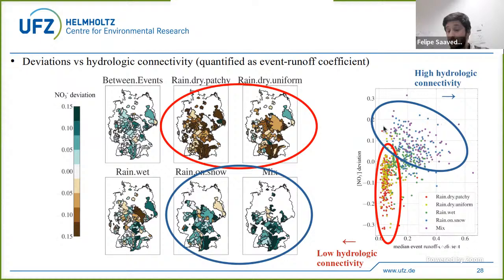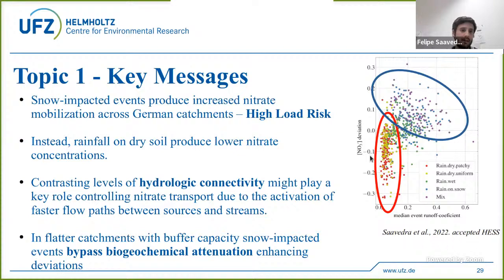So we ended with these conclusions. First, snow impacted events produce this increase in nitrate mobilization, which has strong implications because these events are also the bigger events in terms of levels of discharge. So the load, meaning the concentration multiplied by discharge, so the mass transport, is very high and is very risky for coastal environments, for example. Instead, rain on dry produces the opposite, so lower concentrations. And this we explain with hydrological connectivity.